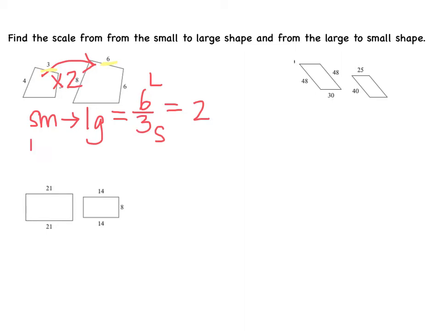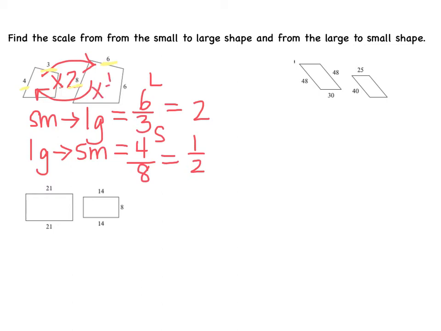So let's talk about now the large shape to the small shape. Again, you pick two dimensions. Let's this time choose 8 and 4. You pick your two dimensions and set up your ratio. So I'm going to put my small shape as my numerator and my large shape as my denominator. And that simplifies to 1/2. So what that means is that I multiply my large shape by 1/2 to get my small shape.